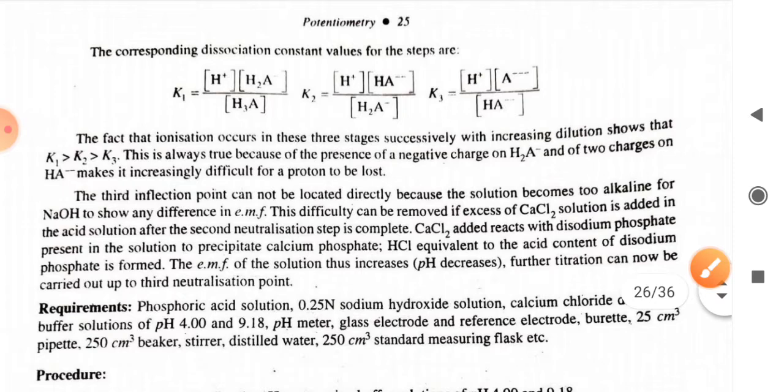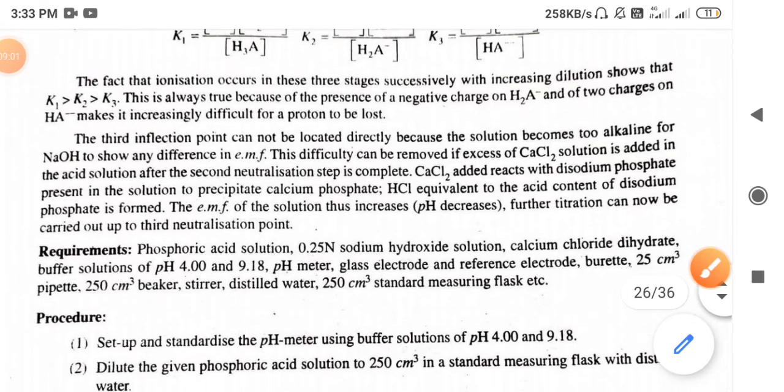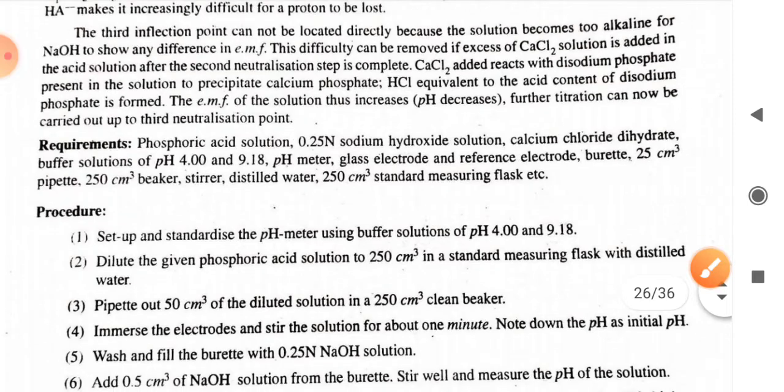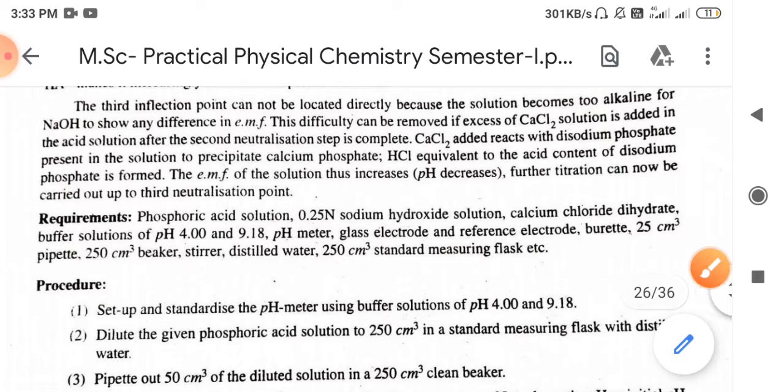So the ionization constants occur in 3 successive stages, and from the decreasing values we get to know that the first dissociation constant is larger than the second, and the second larger than the third. So the order of dissociation constants for the 3 stages is given by this relation, okay. How will you determine this? We can use the Henderson equation for finding the pH value and the pKa value. That we will see in the calculation part.